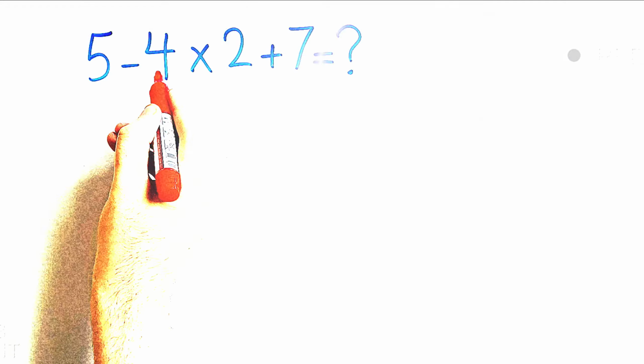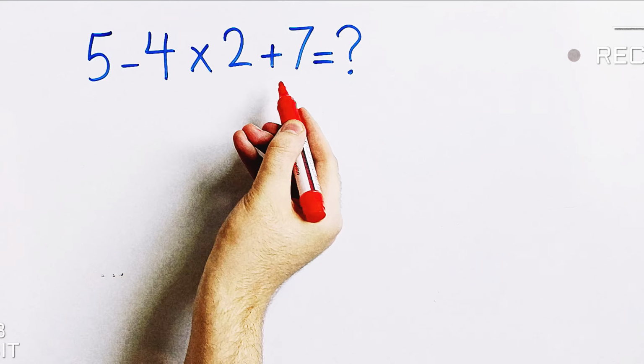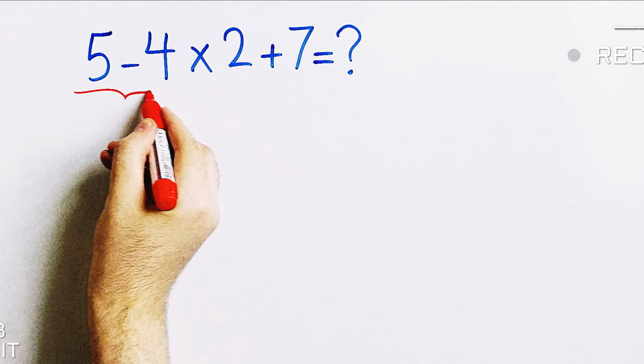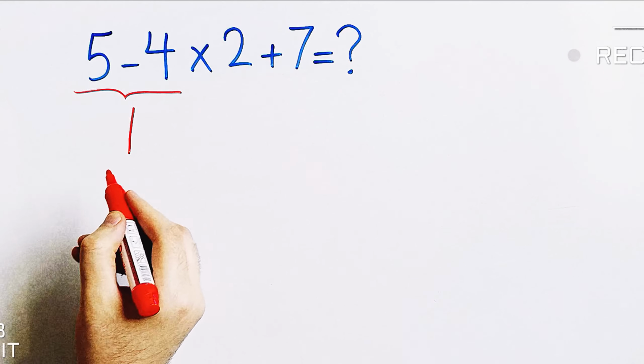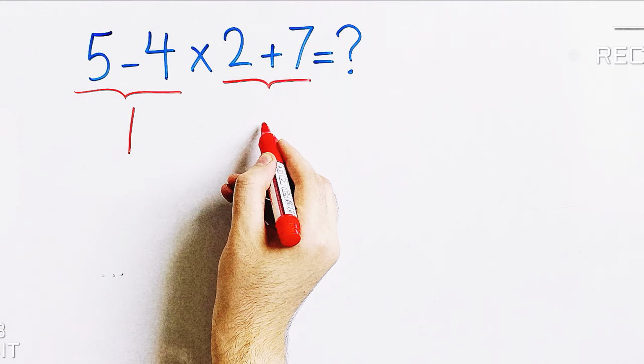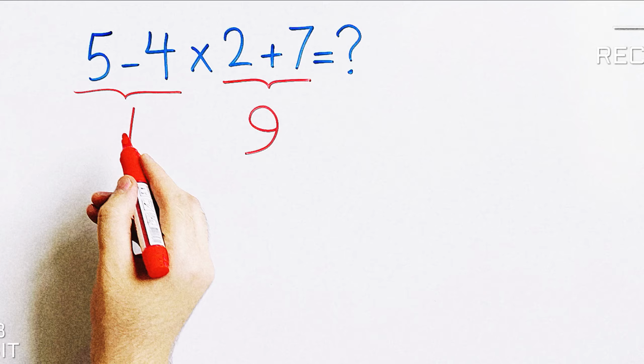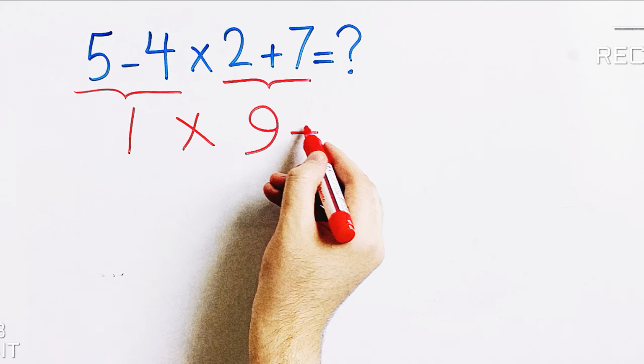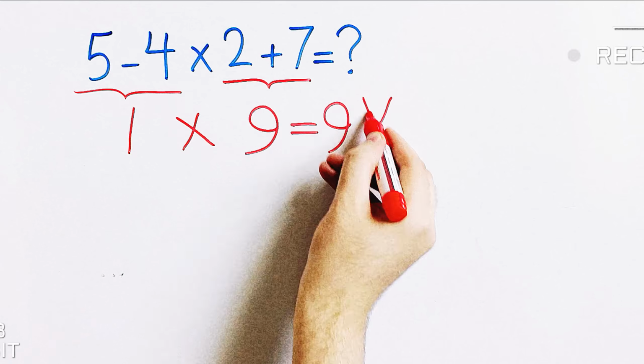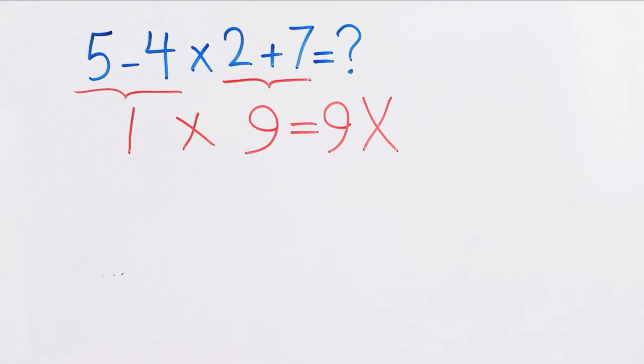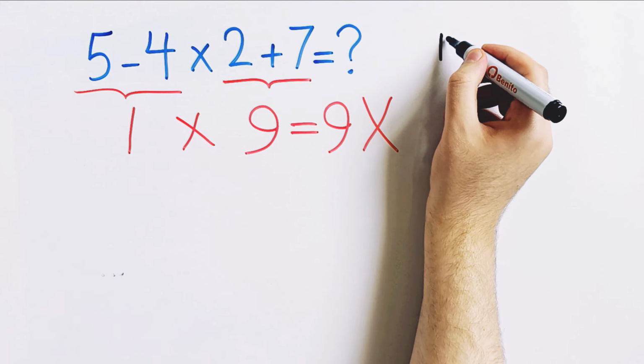5 minus 4 times 2 plus 7. 5 minus 4 equals 1. And 2 plus 7 equals 9. And 1 times 9 equals 9. But this answer is wrong because we didn't follow the order of operations.